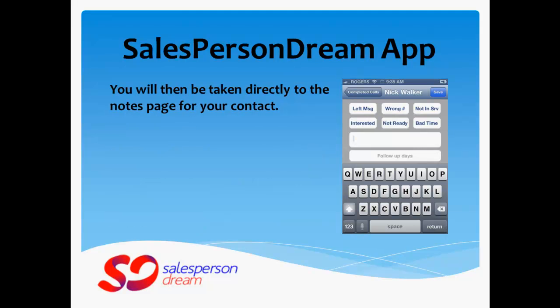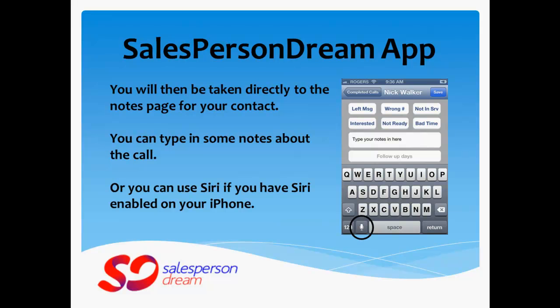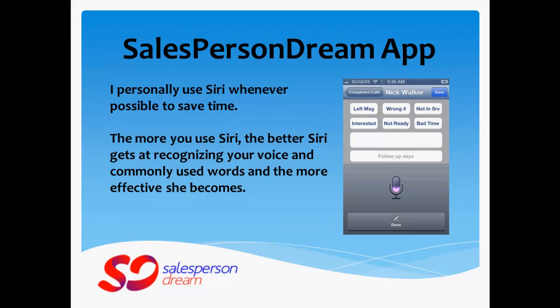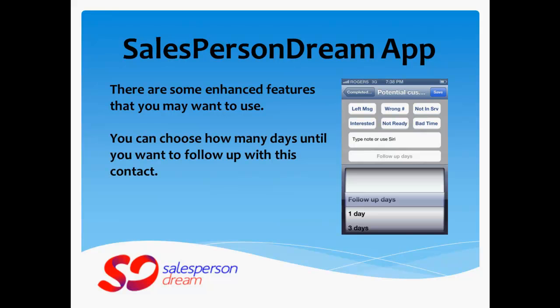Launch the app. You will then be taken directly to the notes page for your contact. You can type in some notes about the call. Or you can use Siri if you have Siri enabled on your iPhone. I personally use Siri whenever possible to save time. The more you use Siri, the better Siri gets at recognizing your voice and commonly used words, and the more effective she becomes. There are some enhanced features that you may want to use.